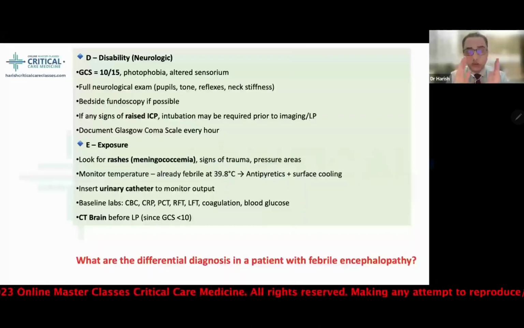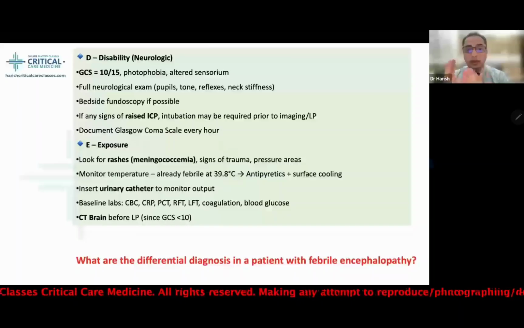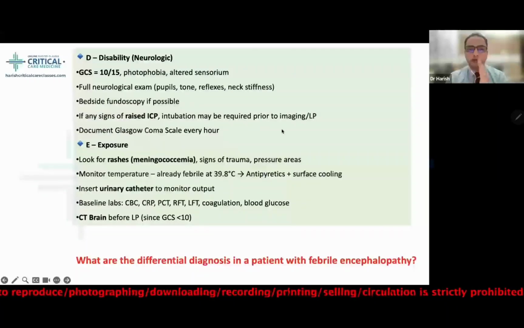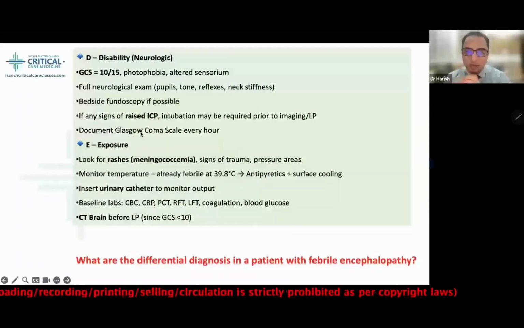At least you should make an attempt. Okay, can I do fundoscopy? Fundoscopy is available, so you should keep that in mind. If there are any signs of raised ICP, then intubation may be required prior to imaging or a lumbar puncture. So document GCS hourly.